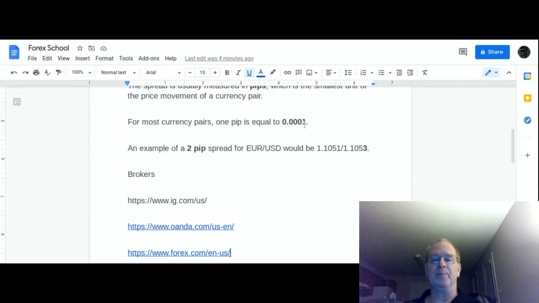So how much is a pip? Is a question I get asked. It all depends on your lot size, and we're going to talk more about that later. One of the things about Forex: with stock trades, the common order is 100 shares. You can buy a single share of stock or 103 shares or 37 shares, but usually when you talk to stockbrokers, everything's in increments of 100.